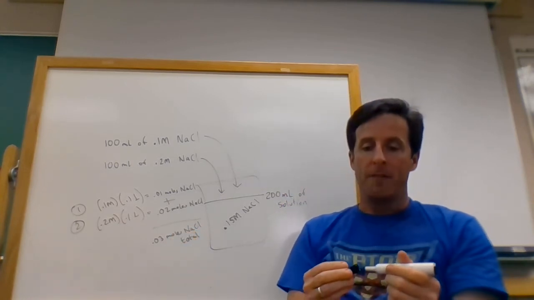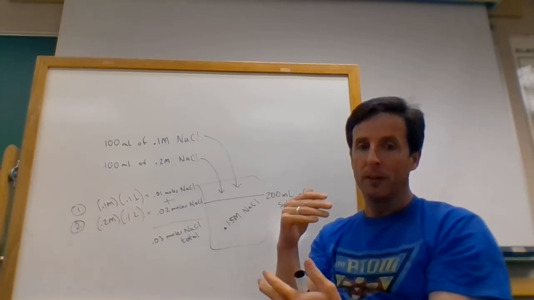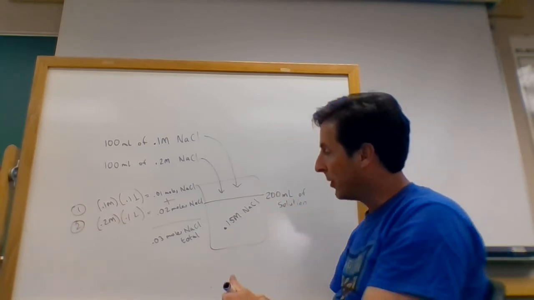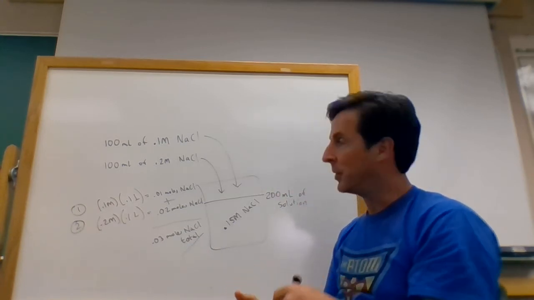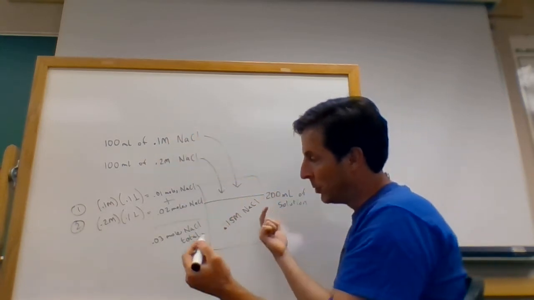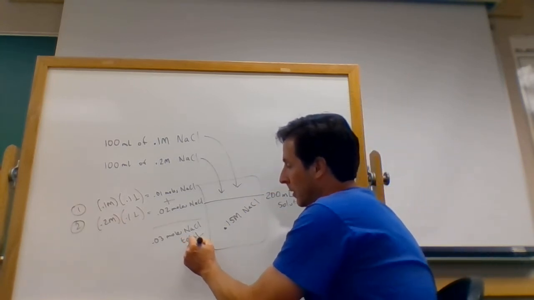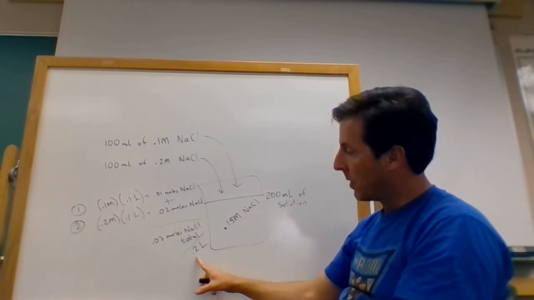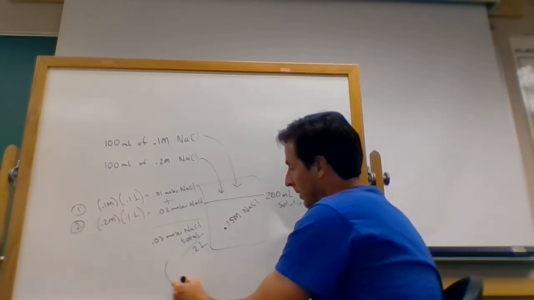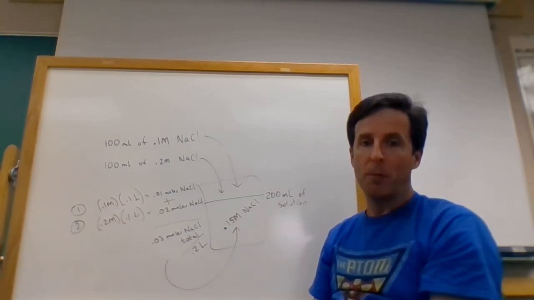Okay, and then if I want the concentration, well, that's the moles per liter. I'm going to do the moles, divide that by my new volume, which if I do 100 plus 100, it's going to be 200 or 0.2 liters. And when I do that, 0.03 divided by 0.2, guess what? That brings me right back to the number that we had before, which is 0.15 molar.